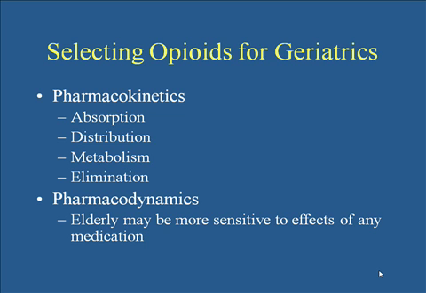Then, of course, you have pharmacodynamics. The elderly themselves may be more sensitive to the effects of any medication, really. If you look at geriatrics and you think about the Beers criteria, medications that have anticholinergic adverse effects, medications like benzodiazepines that could be more sensitive to long-acting medications. Any medication that affects the CNS, certainly the elderly may be more susceptible to or more sensitive to those effects.